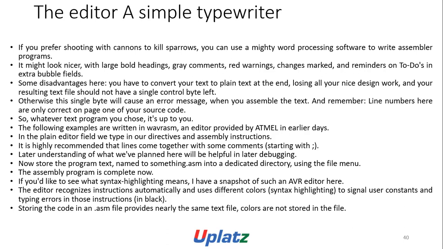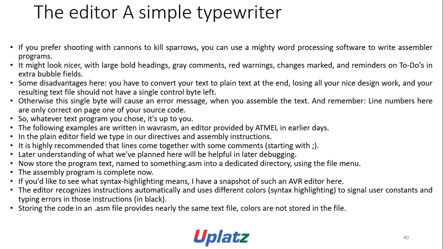Now store the program text with a name like something.asm into a dedicated directory, using the file menu. The assembly program is complete now. If you would like to see what syntax highlighting means, I have a snapshot of such an AVR editor here. The editor recognizes the syntax automatically and uses different colors to signal user constants and typing errors in those instructions, in black.